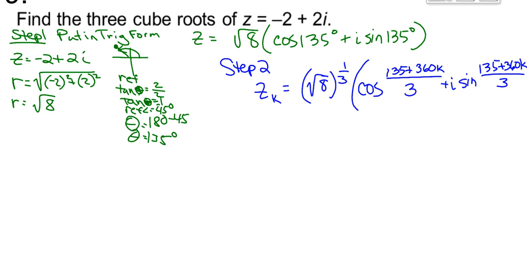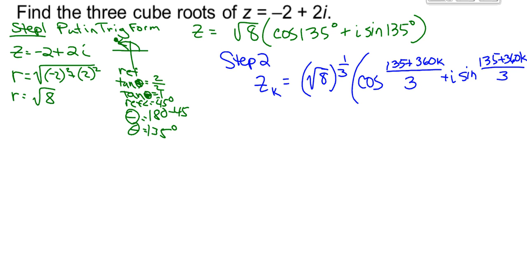And so now let's clean this up a little bit. Let's think about this square root of 8 a minute. Do you agree that this is the square root of 2 to the third? 2 times 2 is 4 times 2 is 8. So the square root of 8 is 2 to the 3 halves. Do you agree? So then over here, this is 2 to the 3 halves raised to the 1/3 power. So what is that?